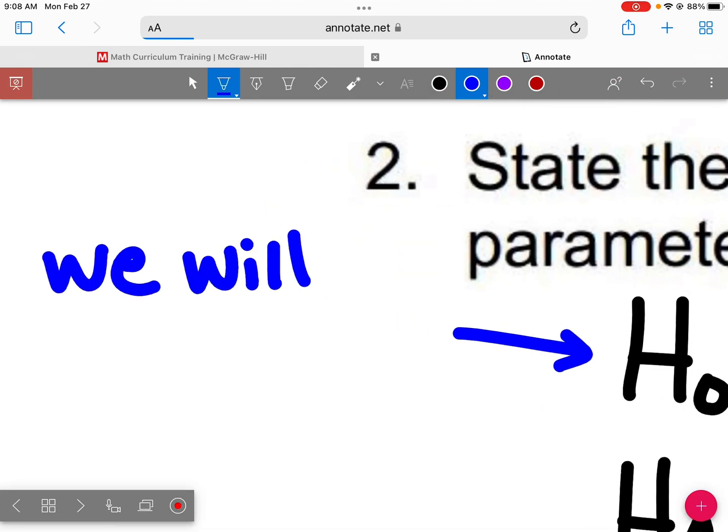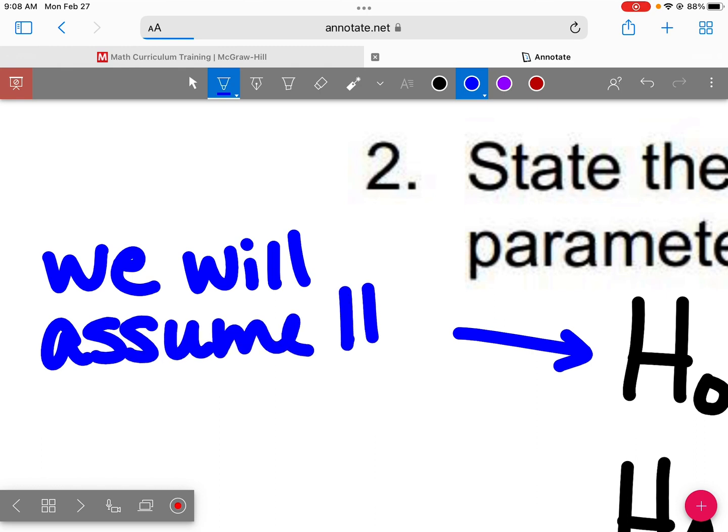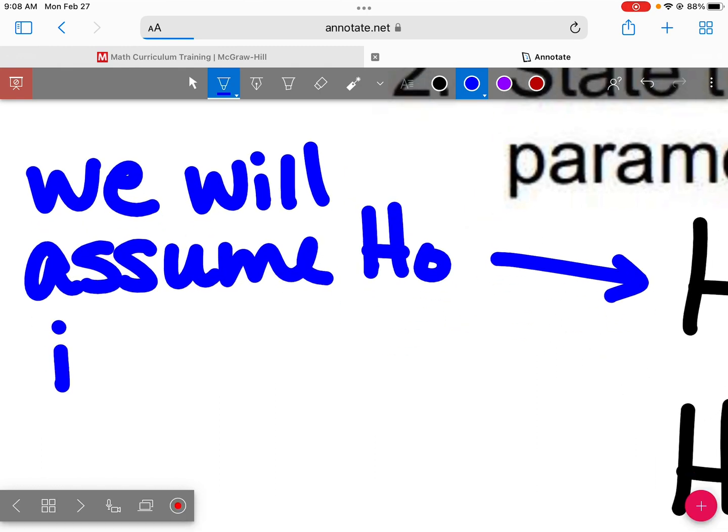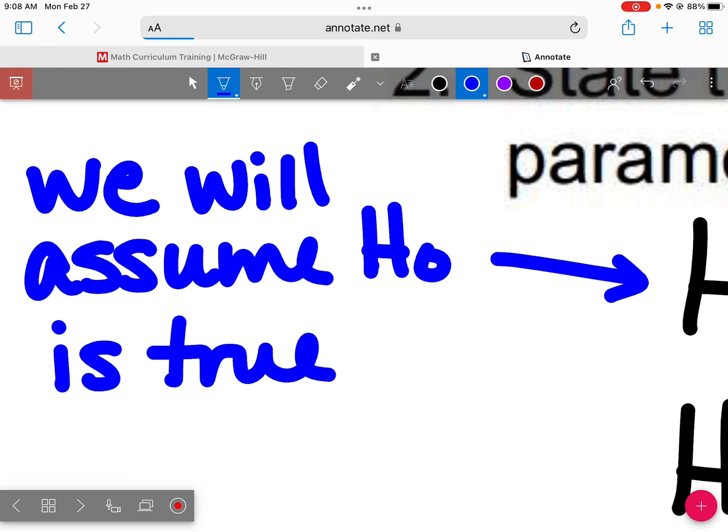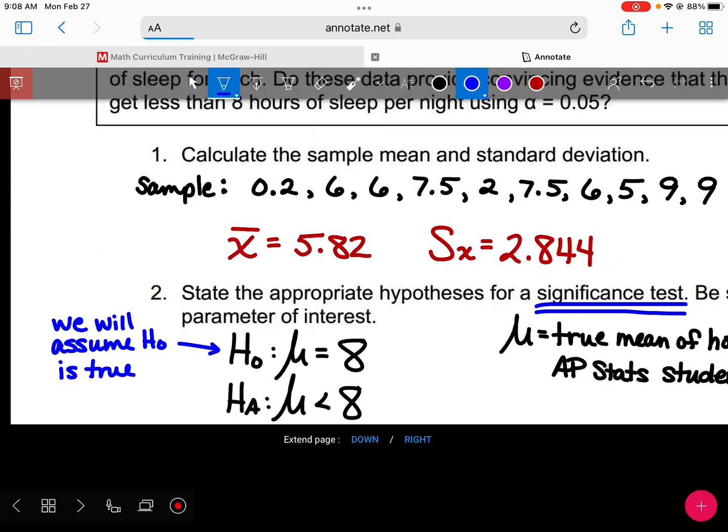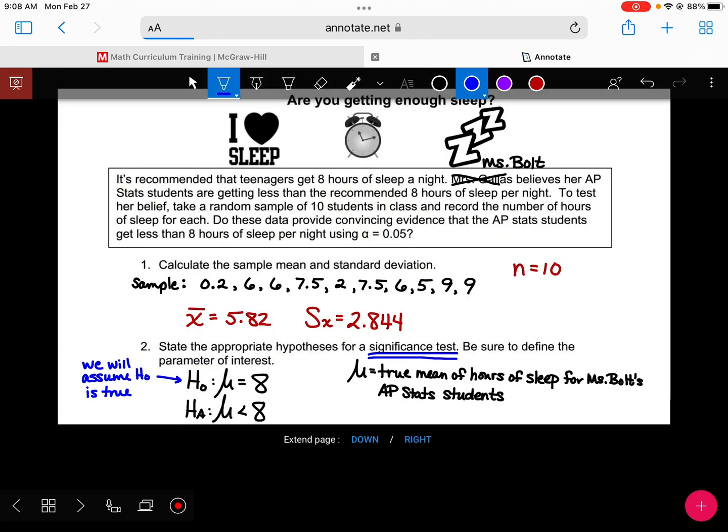Just like when we did this with proportions, we will assume that the null is true. And then we're going to see if we have convincing evidence to show that it's not true. Have convincing evidence to reject it.